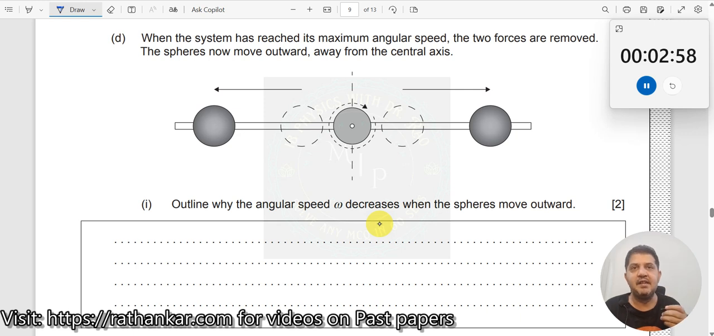That's the question. Now, how do you answer here? So what we need to do is, see, is there an extra force acting here? There is no extra force which is pulling it outwards or downwards over here. So there is a conservation of angular momentum being seen. Okay, what do you mean by conservation of angular momentum?